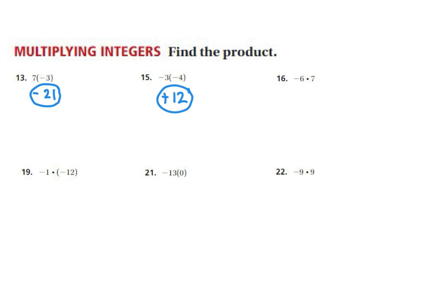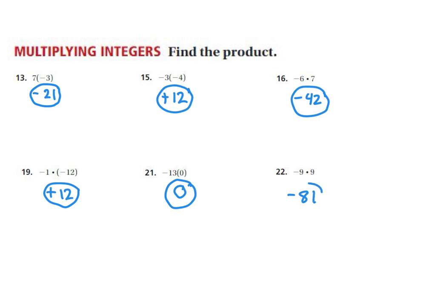Negative 6 times 7, the signs are different, so our product will be negative, and 6 times 7 is 42. Negative 1 times negative 12, the signs are the same. A negative times a negative is a positive, and 1 times 12 is 12. Negative 13 times 0, anything times 0 is 0, so that's not positive or negative. And a negative times a positive, the signs are different. It's a negative, and 9 times 9 is 81, so negative 81.